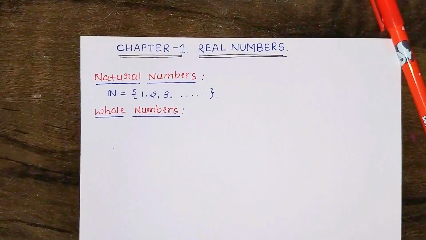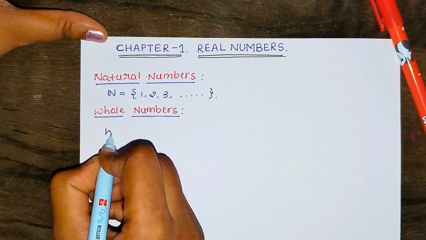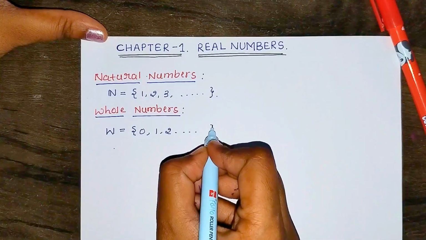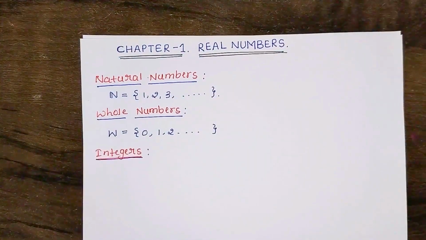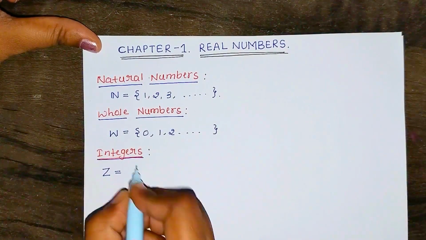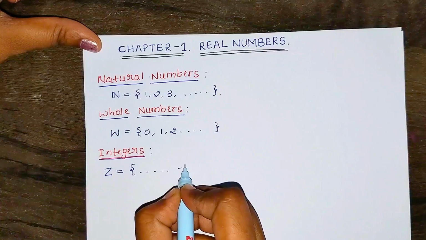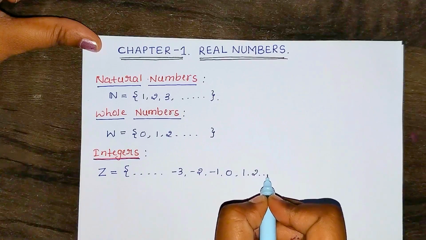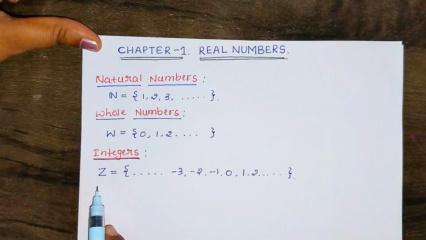Next, we add 0 to get whole numbers. So what are whole numbers? They are the natural numbers including 0. The set looks like this: W, 0, 1, 2 and so on. Next, we add negative natural numbers to get integers. The symbol for integers is capital Z. So they are the negative natural numbers, including 0 and also the positive natural numbers. The set of integers looks like this.